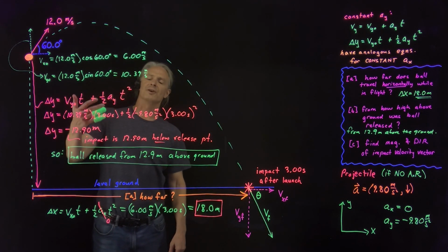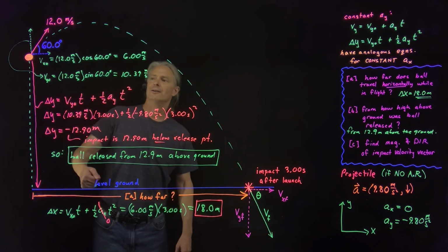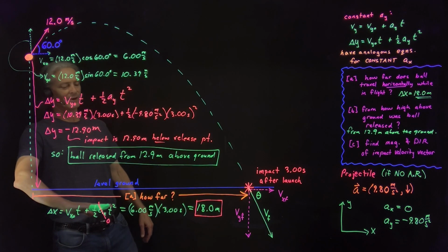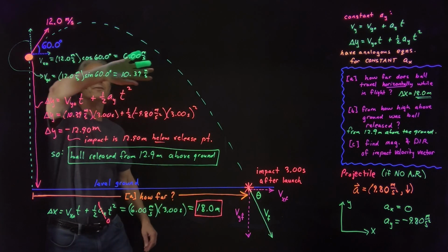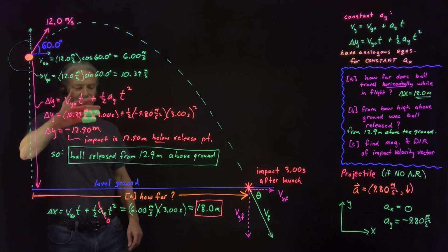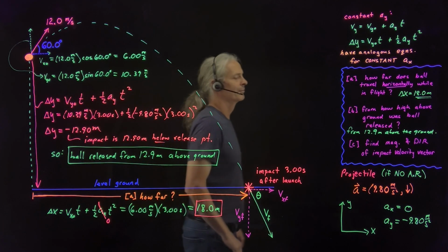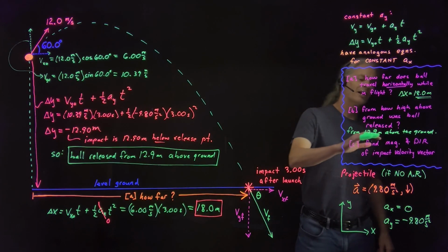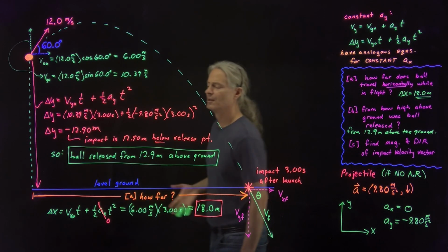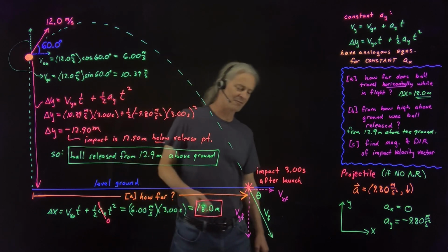Notice we could have solved the second part before we did this part. These two parts were independent. Once we had this information, we could have solved these in either order. All right, last part. Find the magnitude and direction of the ball's impact velocity vector.